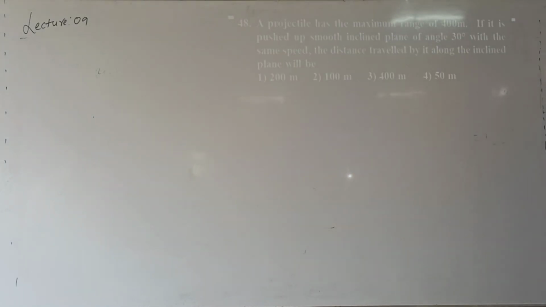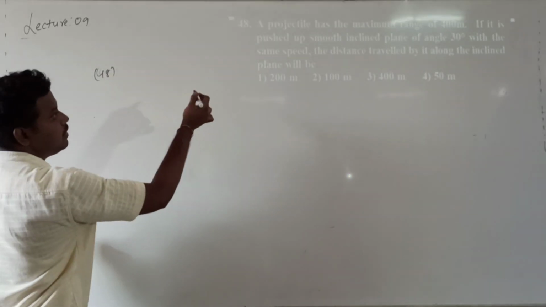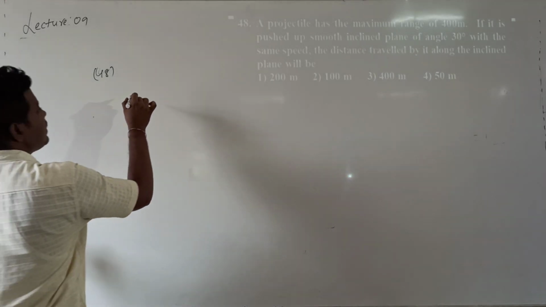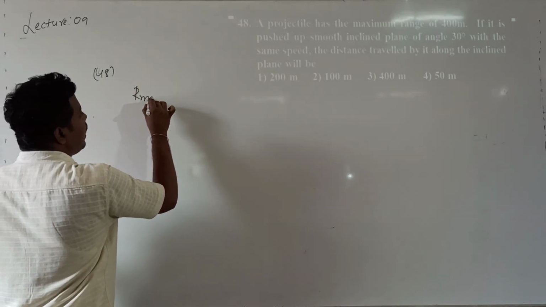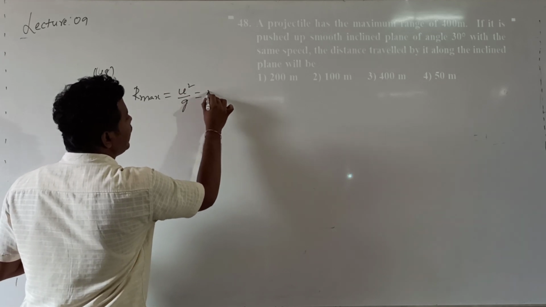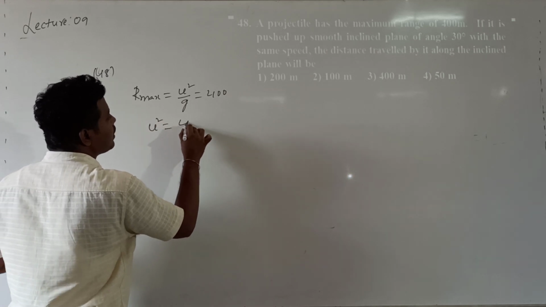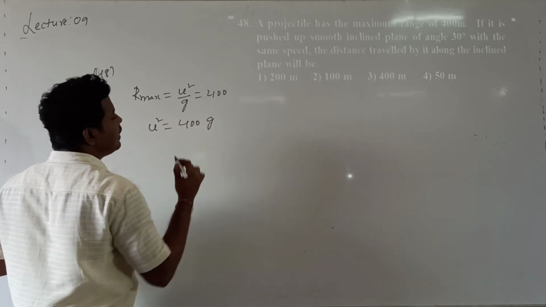Question number 48. A projectile has a maximum range of 400 meters. If it is pushed up a smooth inclined plane at an angle of 30 degrees with the same speed, the distance travelled along the inclined plane is equal to what? What is given is the maximum range of 400 meters. R max is equal to u square by g, which is 400 meters. So u square is equal to 400 into g.